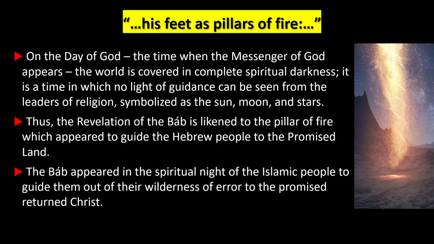On the day of God, the time when the messenger of God appears, the world is covered in complete spiritual darkness. It is a time in which no light of guidance can be seen from the leaders of religion, symbolized as the sun, moon, and stars. Thus, the revelation of the Bab is likened to the pillar of fire which appeared to guide the Hebrew people to the promised land. The Bab appeared in the spiritual night of the Islamic people to guide them out of their wilderness of error to the promised returned Christ.